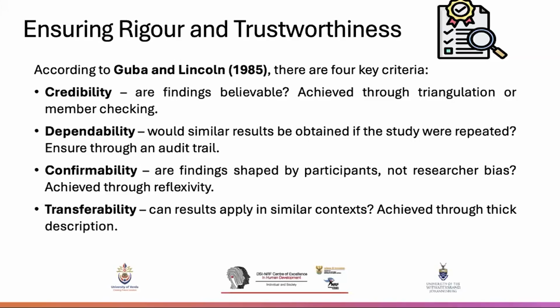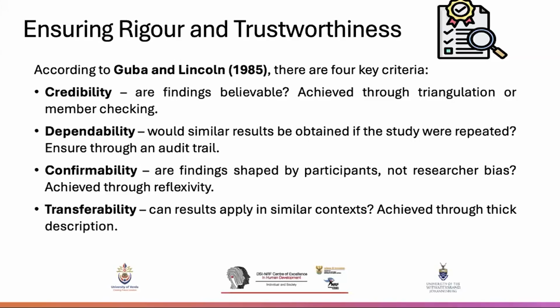And then the second criterion is the aspect of dependability. So, would we find similar results, or would similar results be obtained if the study were repeated? You do this by maintaining an audit trail.